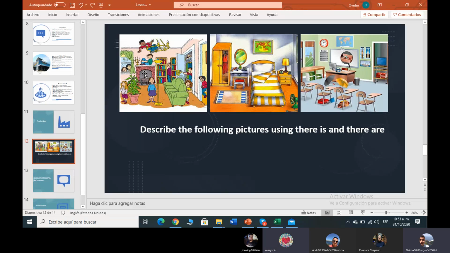How do you say alfombra? I don't get it. What do you say alfombra? No sé cómo se dice alfombra. This is carpet, carpet. Ah, okay, teacher. There is a carpet. Yes. There is a picture on the back.